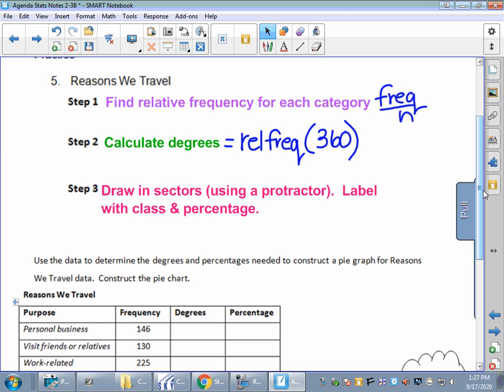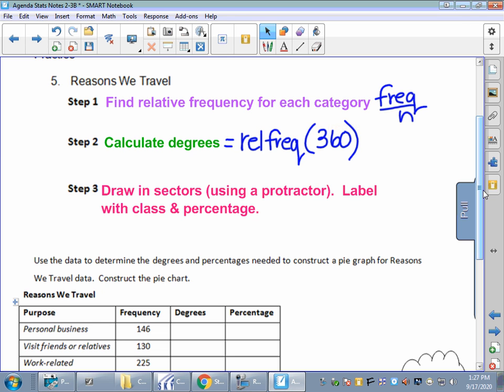I'm going to ask you to eyeball it. I think everybody knows that 90 degrees or a right angle is about a quarter of a circle. So use that to judge. We can go from there. I'm not going to take out my protractor and diagnose if you're on or not. Please label each sector with your class and percentage. I don't think I need degrees, just percentage is helpful.